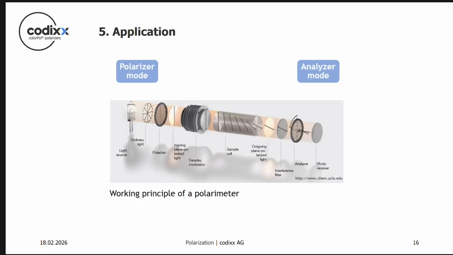So this is used, for example, in sugar measurement, because the more sugar you have in the solution, the more the polarization axis will be rotated, and it can be used to estimate how much sugar is in a certain application, in a certain sample.